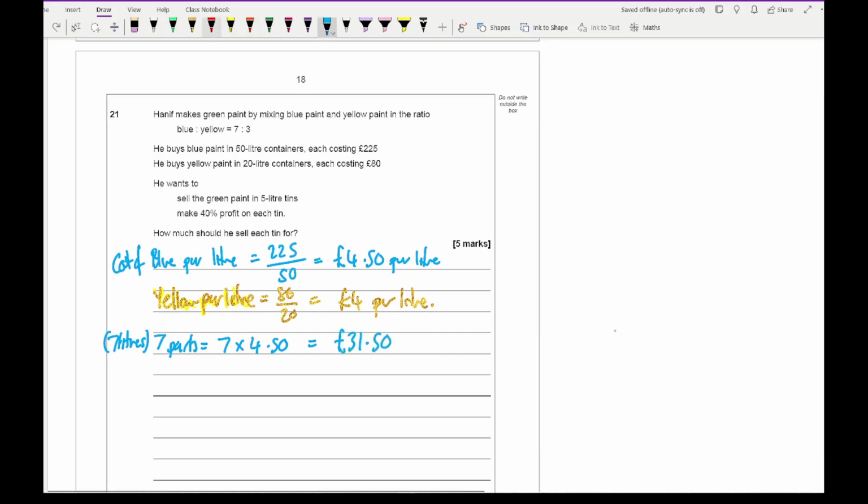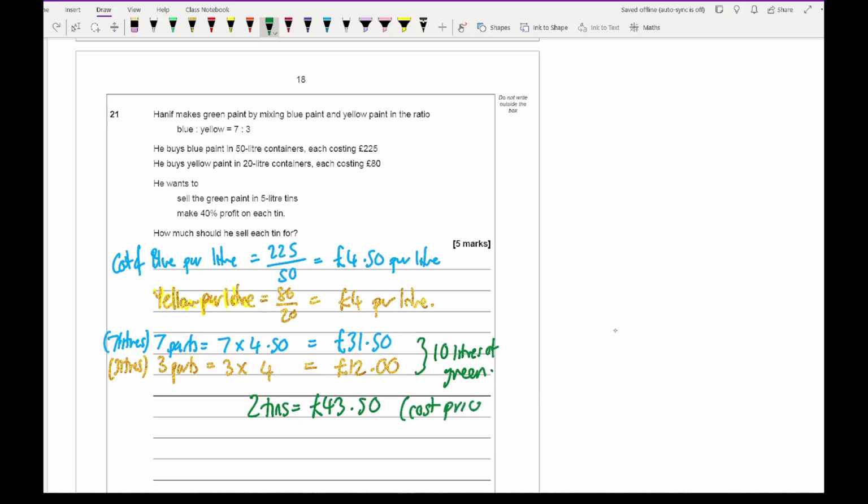And then if I look at the yellow, which is 3 parts, which is going to be 3 times 4, which is £12, and that's going to equal 10 litres of paint. So that equals 10 litres of green paint. That's going to basically be 2 tins. So 2 tins is going to have a cost value of £43.50, and that's the cost price.